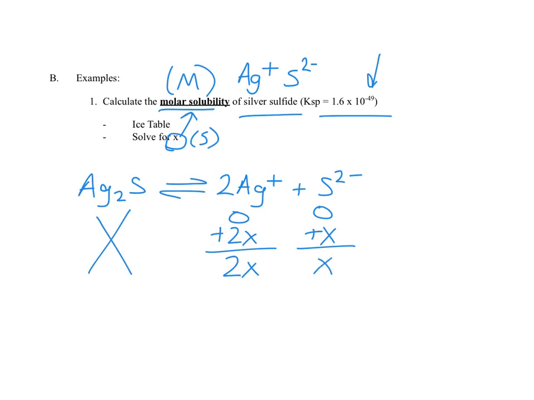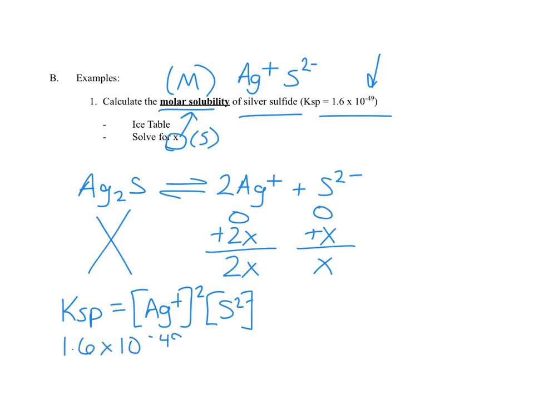And I'm going to go ahead and write my KSP expression. So we're going to solve these problems very similar to how we solved all the other equilibrium problems. We're going to write K expressions. We're just going to label it specifically KSP. We're going to do our ice tables, and then we're going to solve for x. So my KSP expression is going to be my silver concentration squared and my sulfide concentration just to the first power. They give me the KSP value in the problem: 1.6 times 10 to the negative 49.